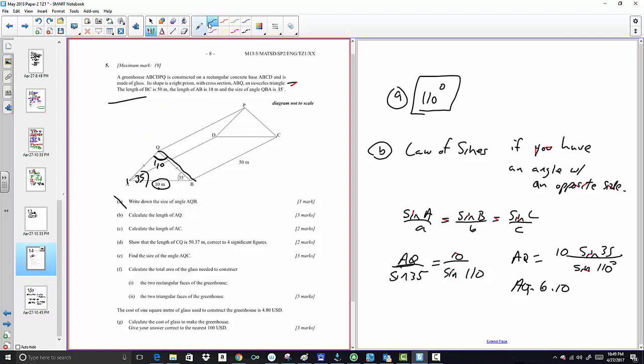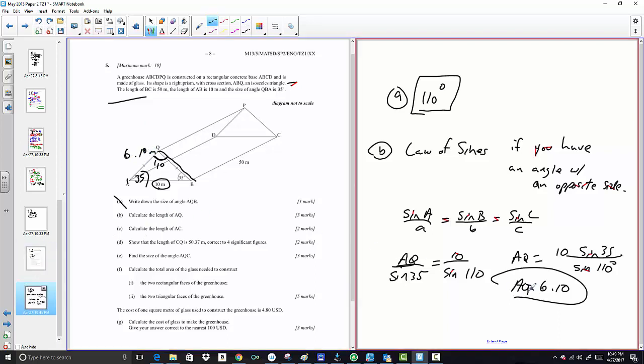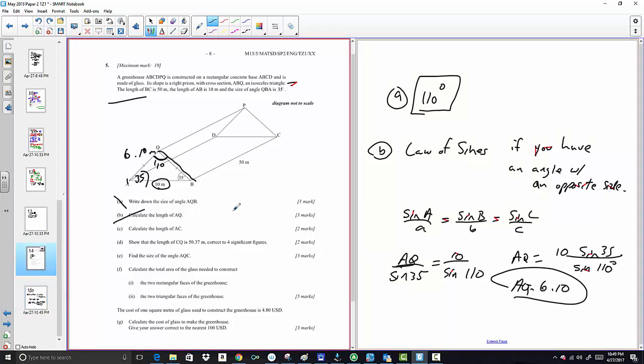And then put that. So 6.1. All right, 6.10 meters is what that is. So that is the length of AQ. That's part B.